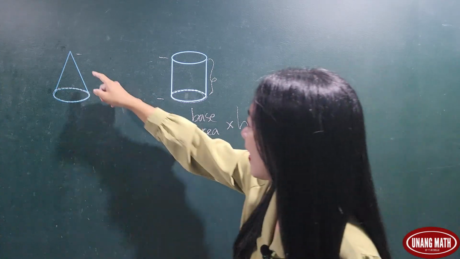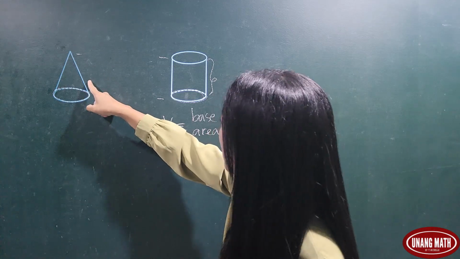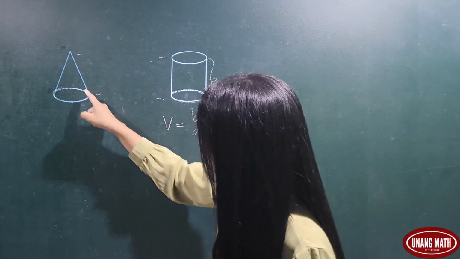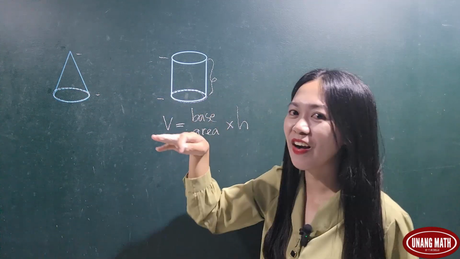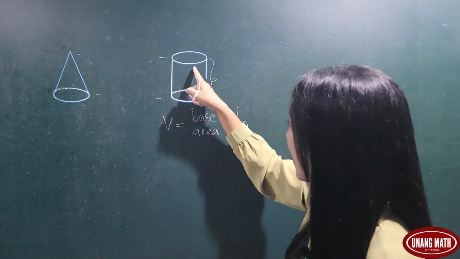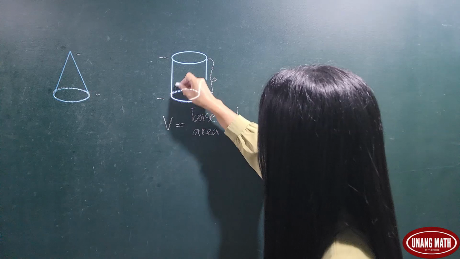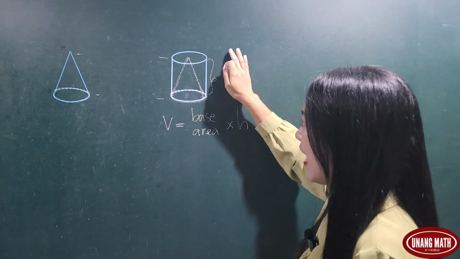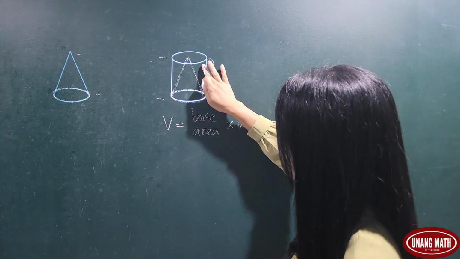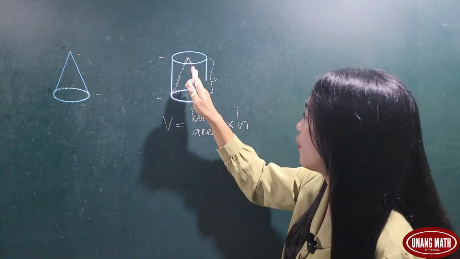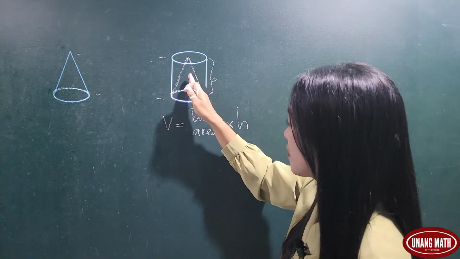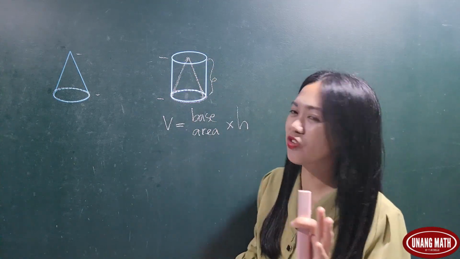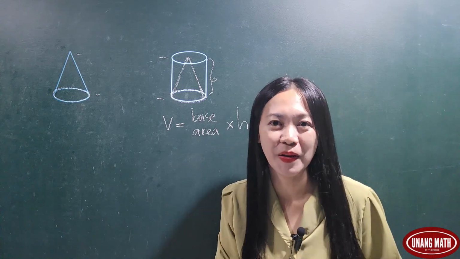Imagine this cone will be put inside this cylinder. Let's say that the bases are congruent and then the heights are equal. So if we put this cone inside the cylinder, then it will look like this. As you can see, the volume of the cylinder is bigger than the volume of this cone, or the volume of this cone is smaller than the volume of this cylinder. But the question is, how big or how small?